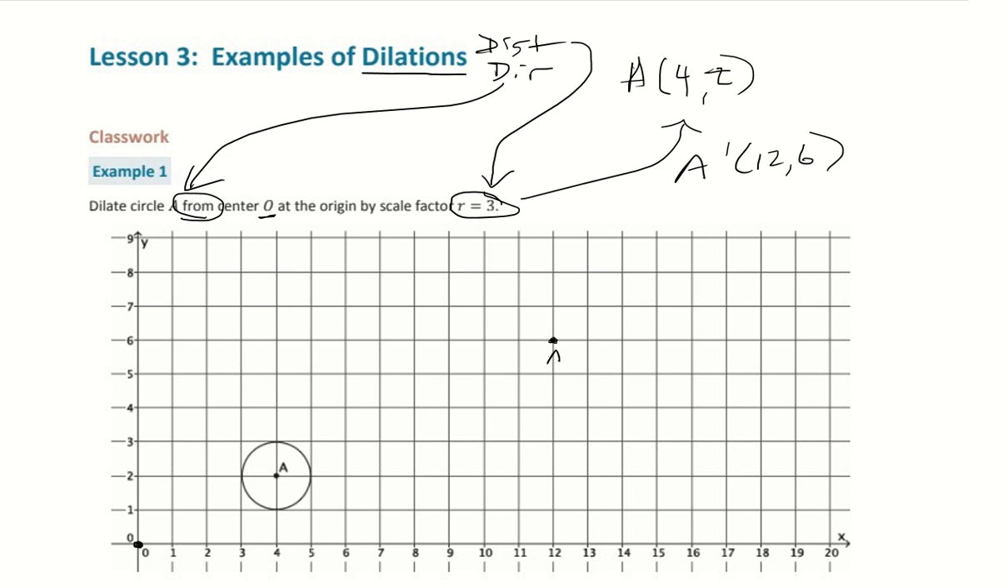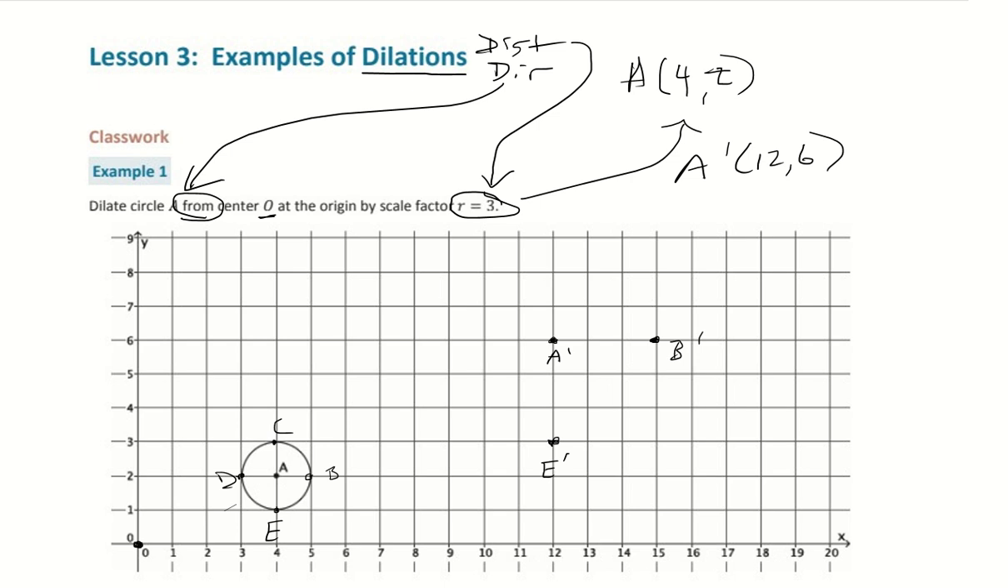There's my A prime. And we could put other points on here, like a B and a C and a D and an E, and then find each one of those points. So E is over 4 and up 1. It should be over 12 and up 3, since 3 times 1 is 3. And there'd be my E prime. Same with B. It's over 5 and up 2. So 5 times 3 is 15, and 2 times 3 is 6, which means B prime should be there.